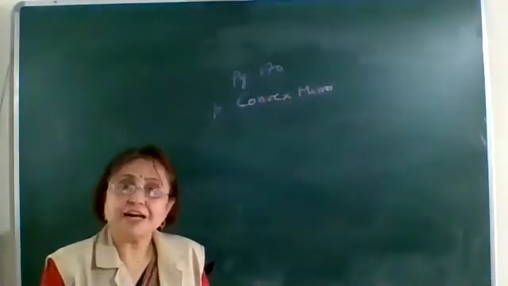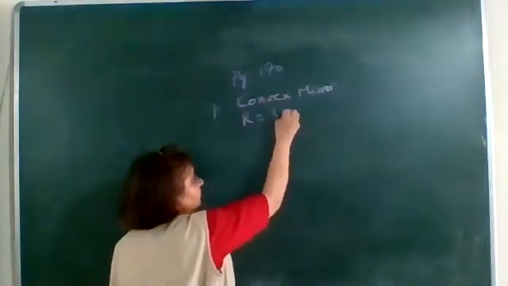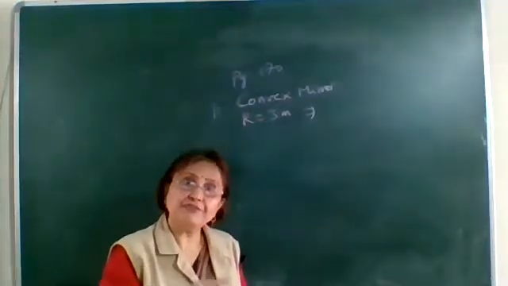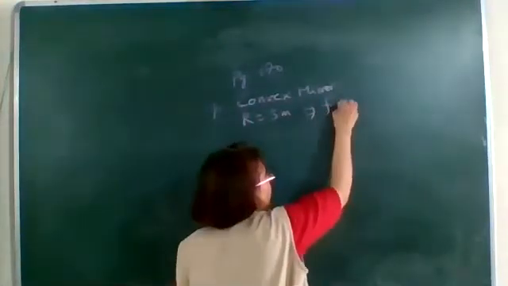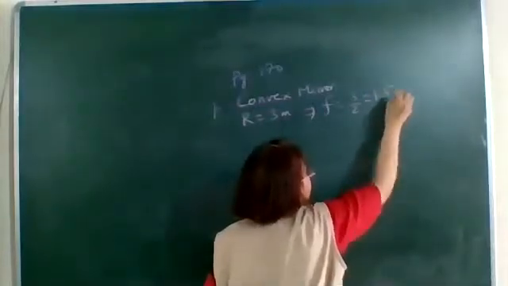The mirror has a radius of curvature of 3 meters. The radius of curvature is given as 3 meters. So the focal length is half of the radius of curvature. So the focal length will be 3 by 2, that is 1.5 meters.